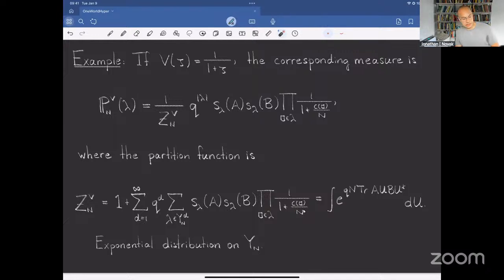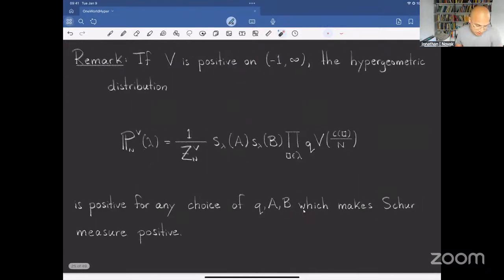And so this is a huge, yeah, okay. So this is a basic remark. If your potential V is positive on -1 to infinity, this hypergeometric distribution on Young diagrams is going to be a bona fide probability measure for any choice of parameters A and B, which makes the Schur measure a bona fide probability measure on diagrams.